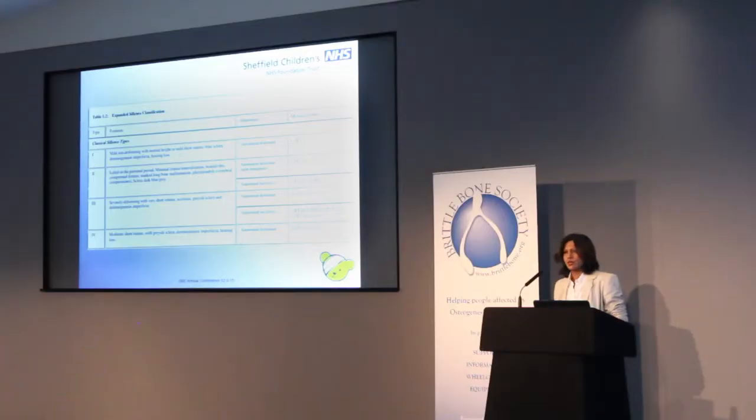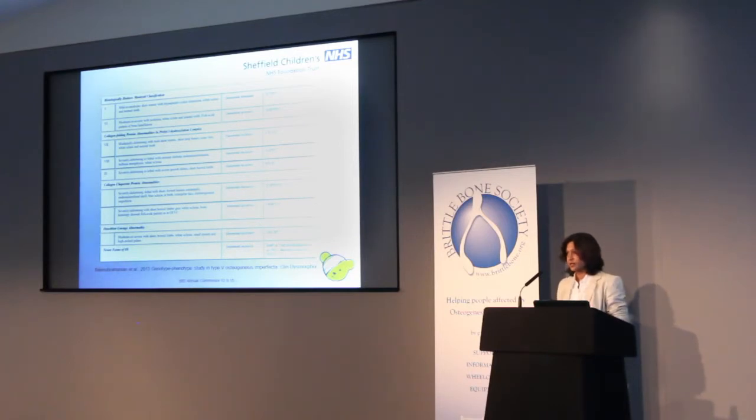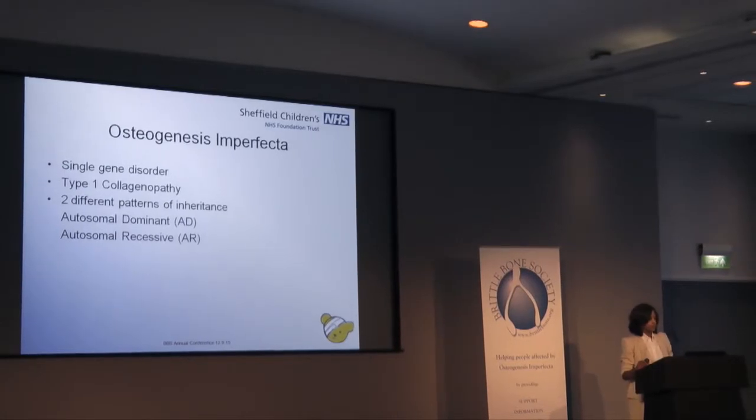But then just to point out that over the last 30 years or so, the Sillence classification has expanded exponentially, in that if you look at the online Mendelian Inheritance in Man OMIM website, there's at least 18 or 19 different subtypes now. And what's more important is most of the genetic basis of these different types of OI are now known. So basically, osteogenesis imperfecta is a single gene disorder. So there's often variations in one single gene within our genetic material. It's often referred to as a type 1 collagenopathy because it's type 1 collagen which is the basis of our bones, and that's what's affected in OI. And there's 2 different patterns of inheritance that we know of, autosomal dominant and autosomal recessive.